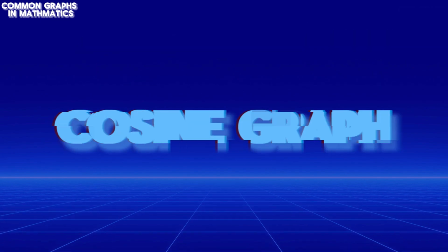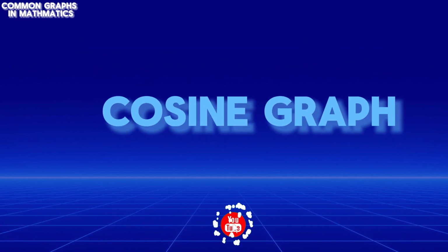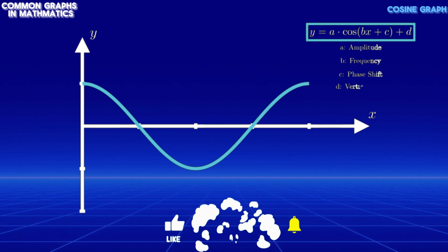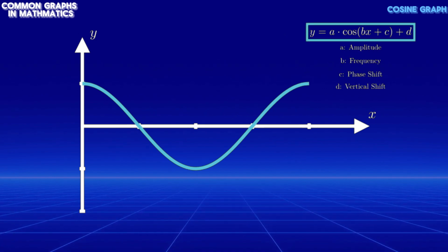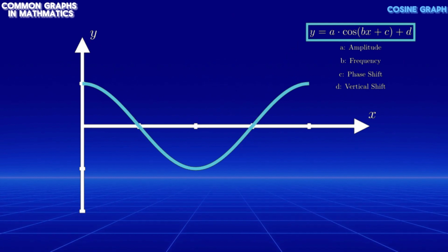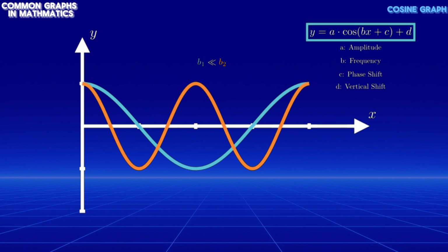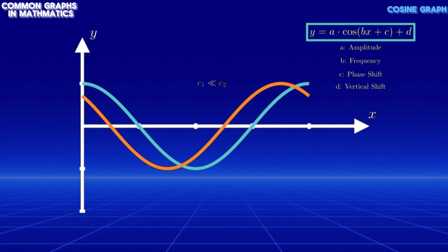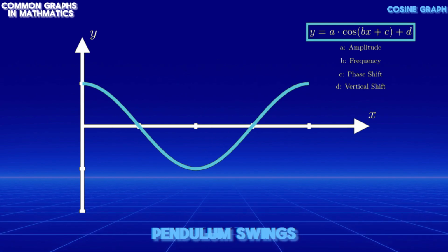Similarly, cosine graphs are periodic with the general form shown on the screen. Similar to sine graphs, the amplitude A, frequency B, phase shift C, and vertical shift D define the wave characteristic. These graphs are also used in representing harmonic motion, such as pendulum swings.